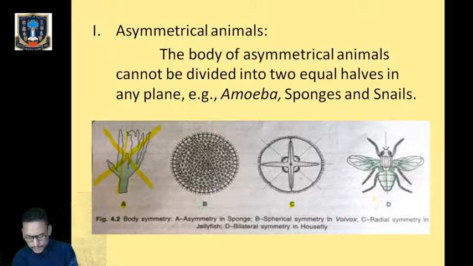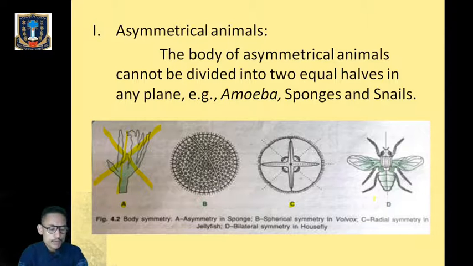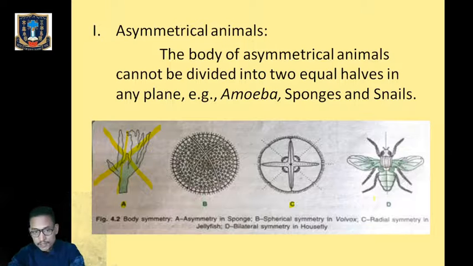Radial symmetry has types such as biradial, tetrameral, pentameral, and hexameral symmetry. No need to go through it. Just remember what radial symmetry means: those animals' body can be divided into two equal halves by cutting from any plane or any direction from top to bottom. Then D is bilateral symmetry. Bi means two, so their body can be divided into two halves.